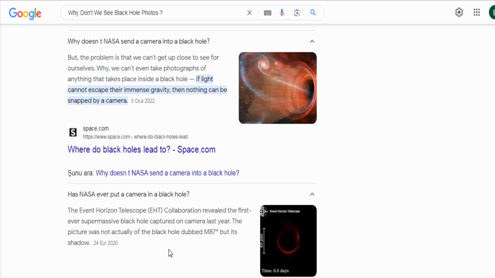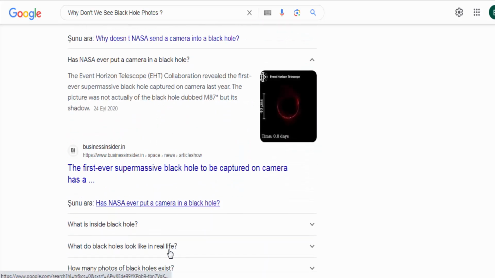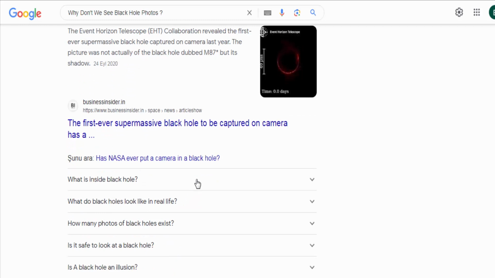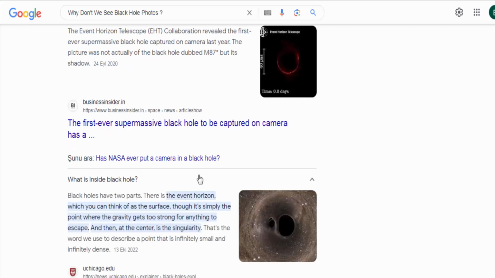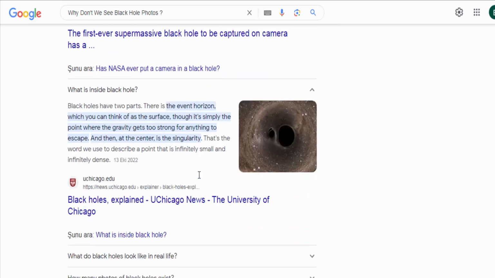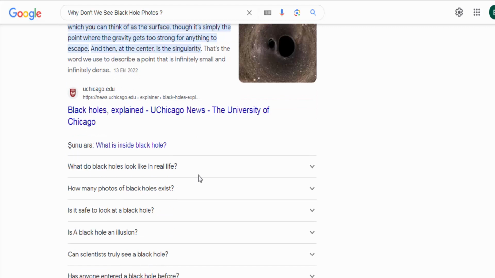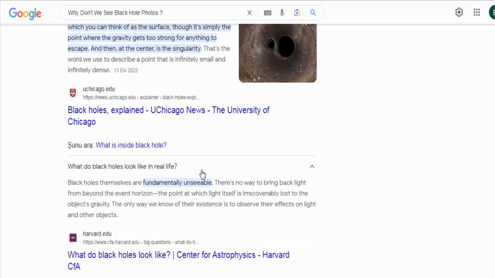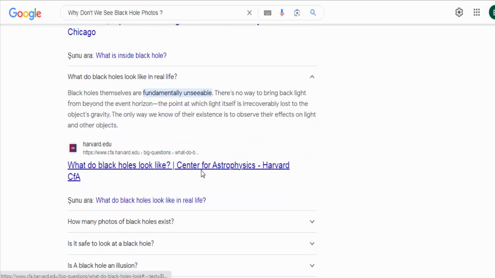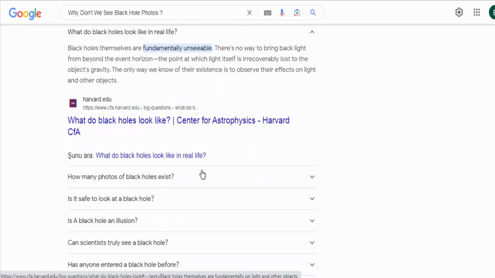Recently, however, there have been significant breakthroughs in capturing indirect images of black holes. In 2019, the Event Horizon Telescope project successfully obtained the first ever image of a black hole's event horizon. The image was of the supermassive black hole at the center of the galaxy M87. By combining data from multiple telescopes around the world, the project was able to create a composite image that revealed the black hole's silhouette against the surrounding glowing gas.